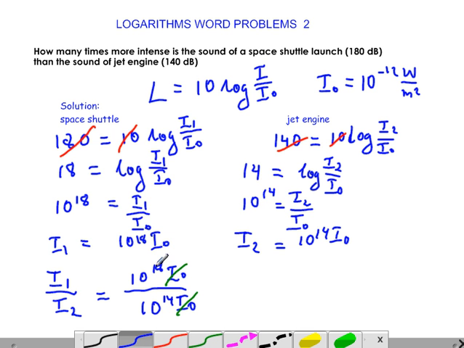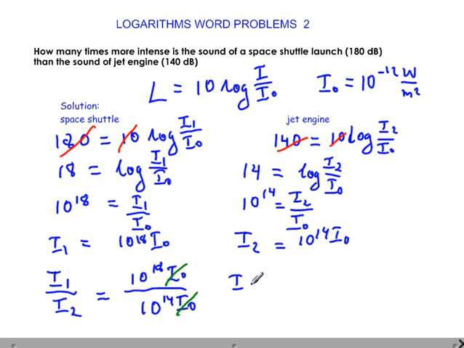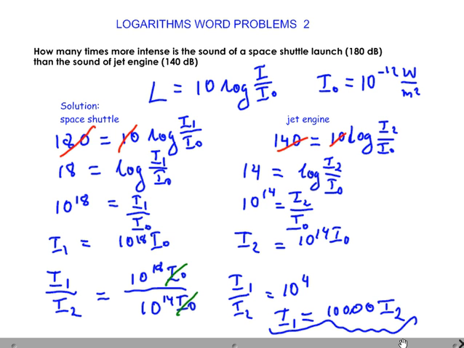And how do you divide when the base is the same? The rule says you have to subtract the exponents. So the ratio will be 10 to the exponent 18 minus 14, which is 4. So I1 over I2 is 10 to the 4. Therefore, I1 is 10,000 times as intense as I2. And that solves this problem. Thank you very much for watching, and see you next time.